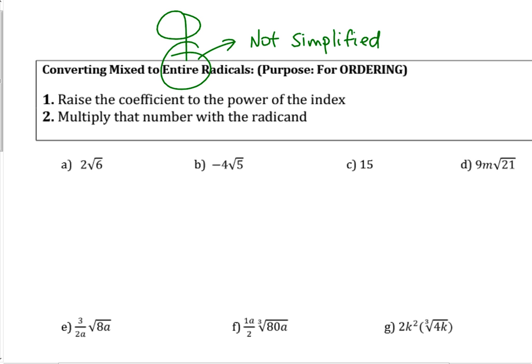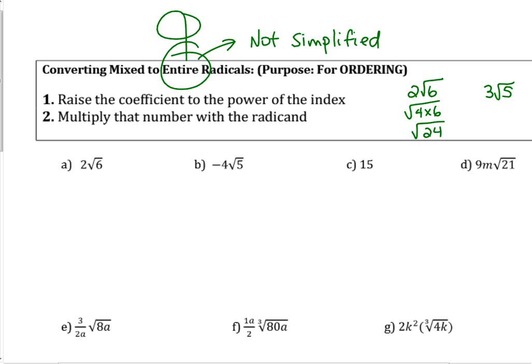We usually do it so we can order the radicals. So for example, if I had 2 root 6 and 3 root 5, which one's larger? Well, by changing them into entire radicals, I easily see which one's larger, right? Do you remember how to change this to an entire? Well, square the 2, right? Raise the coefficient to the power of the index. So if we're comparing 2 root 6 and 3 root 5, this would be square the 2, which is 4, and then multiply it by the 6, which gives you 24.